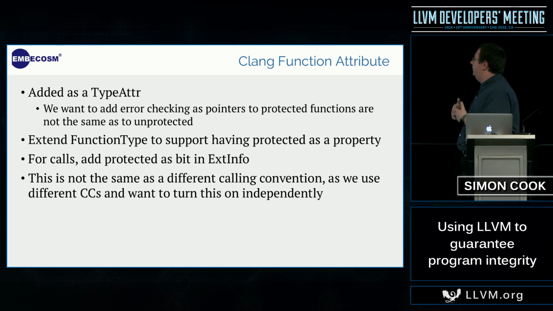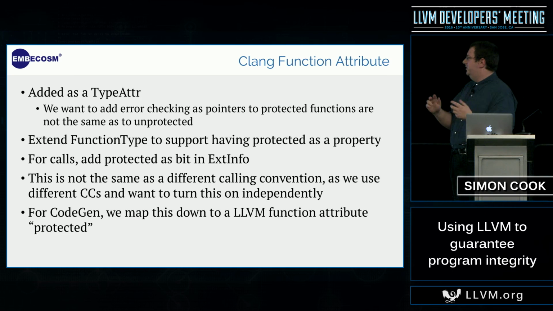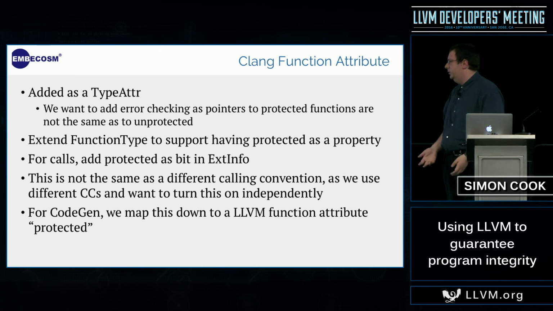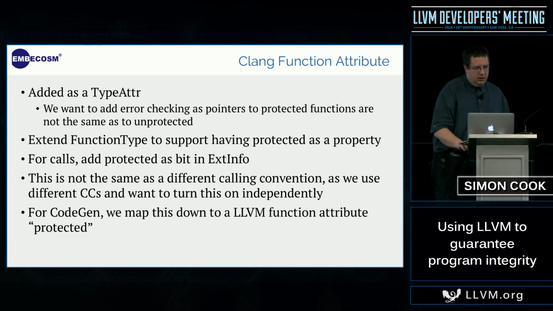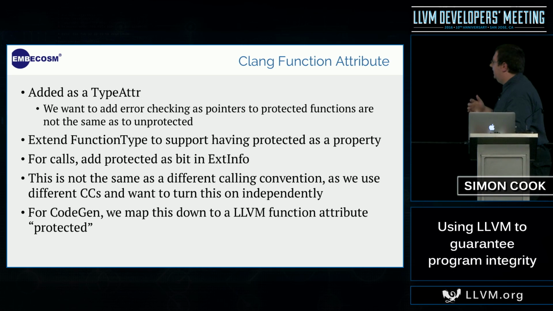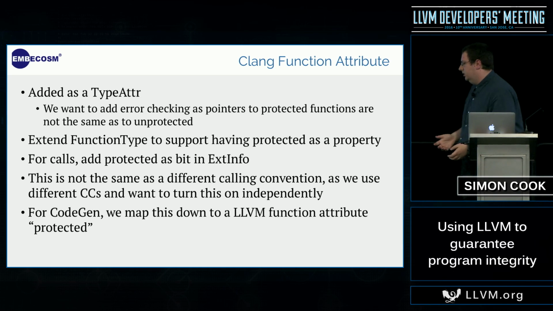And when we get down to the Clang codegen, we essentially read this bit and map it down to an LLVM function attribute that's just the string "protected". So that's how most functions work.